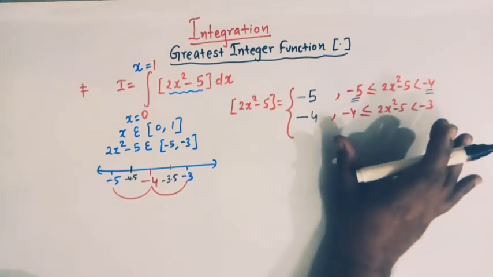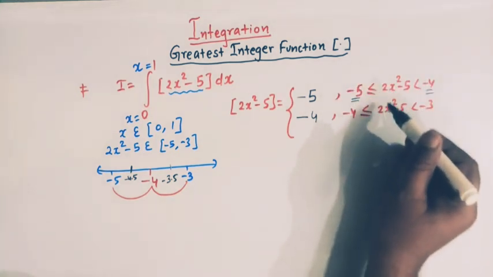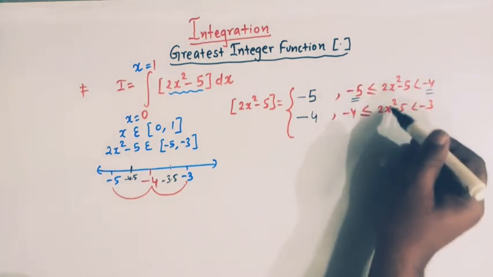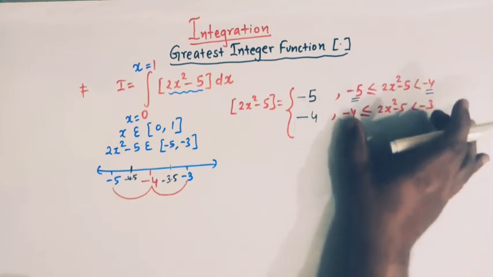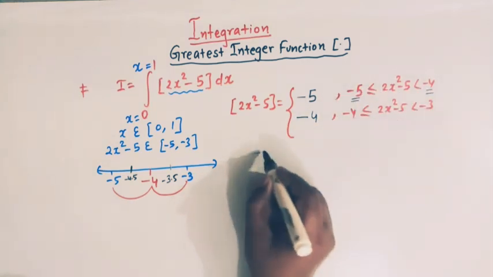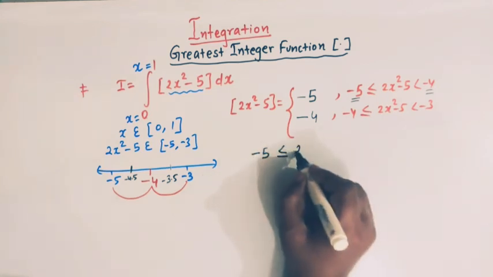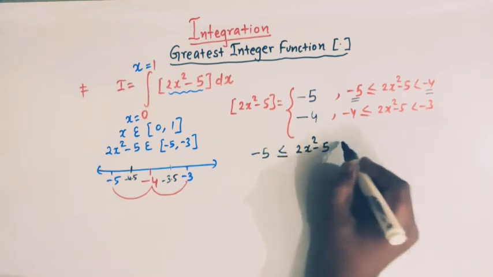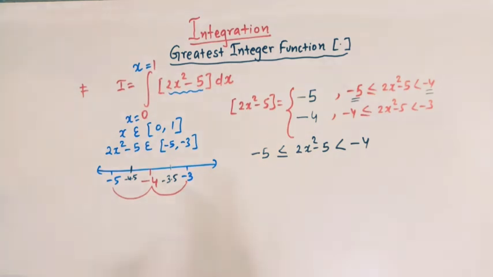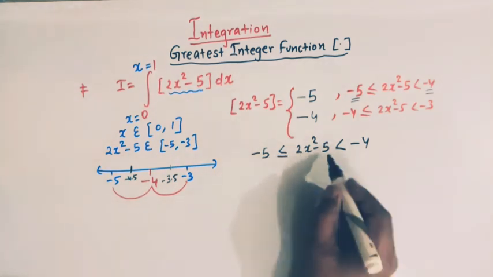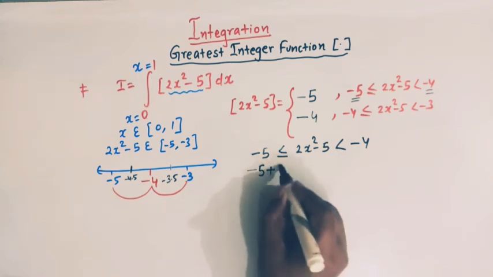Okay, so now our next aim is to express these two inequalities in terms of x only, or we'll solve these two inequalities. For example, the first one is minus 5 less than or equal to 2x square minus 5 less than minus 4. Now we'll solve it. Clear? So what we'll do, we'll add 5 throughout, then we'll have minus 5 plus 5.